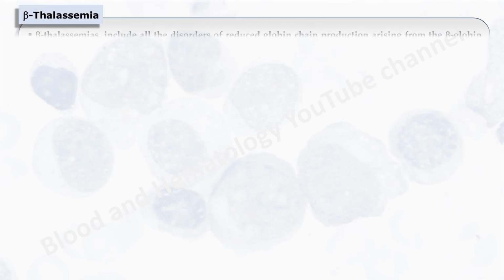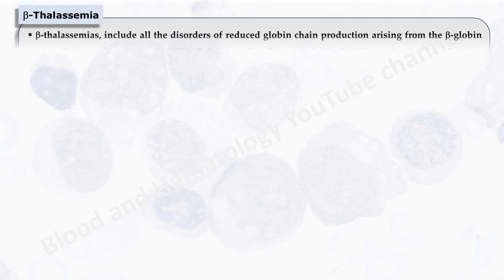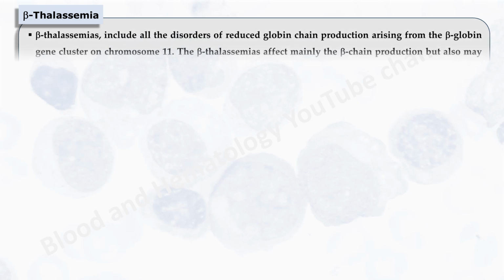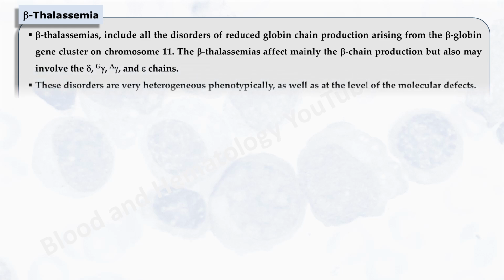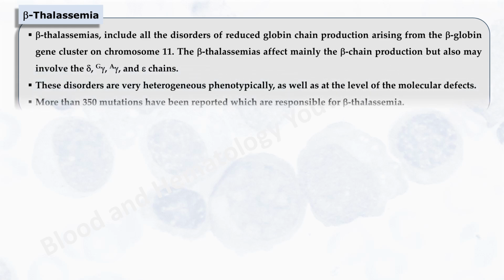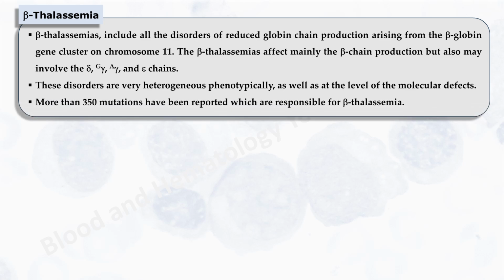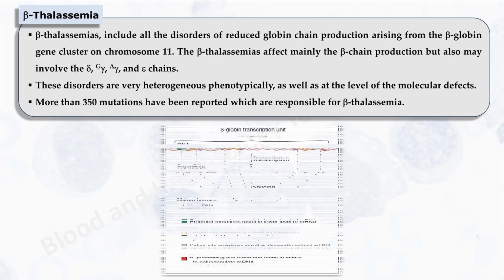Beta-thalassemias include all the disorders of reduced globin chain production arising from the beta-globin gene cluster on chromosome 11. The beta-thalassemias affect mainly the beta chain production but also may involve the delta, gamma, and epsilon chains. The disorders are very heterogeneous phenotypically, as well as at the level of the molecular defects. More than 350 mutations have been reported which are responsible for beta-thalassemia.